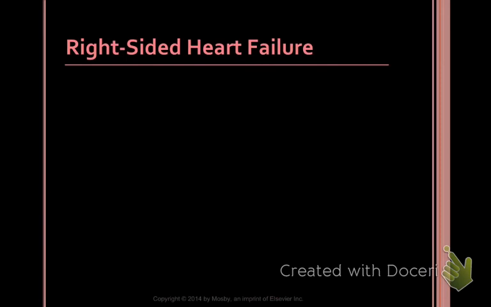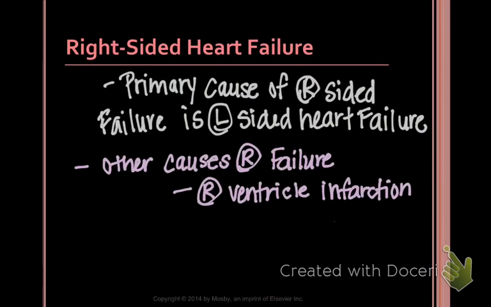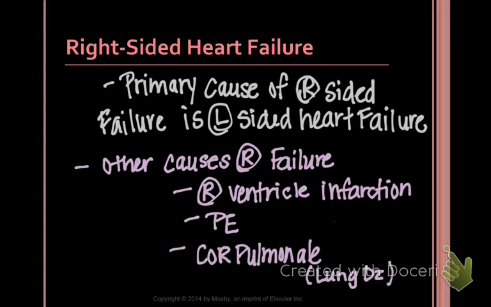And now we're going to talk a little bit about right-sided heart failure. We've already talked a good bit about it in the other lecture. But the primary cause of right-sided heart failure is left-sided heart failure. That's the primary cause. We talked about some other things that can cause right-sided heart failure, like cor pulmonale, lung disease, but this is right-sided heart failure due to left-sided heart failure. Other causes of right failure, like we talked about, are right ventricular infarction, PE, cor pulmonale.